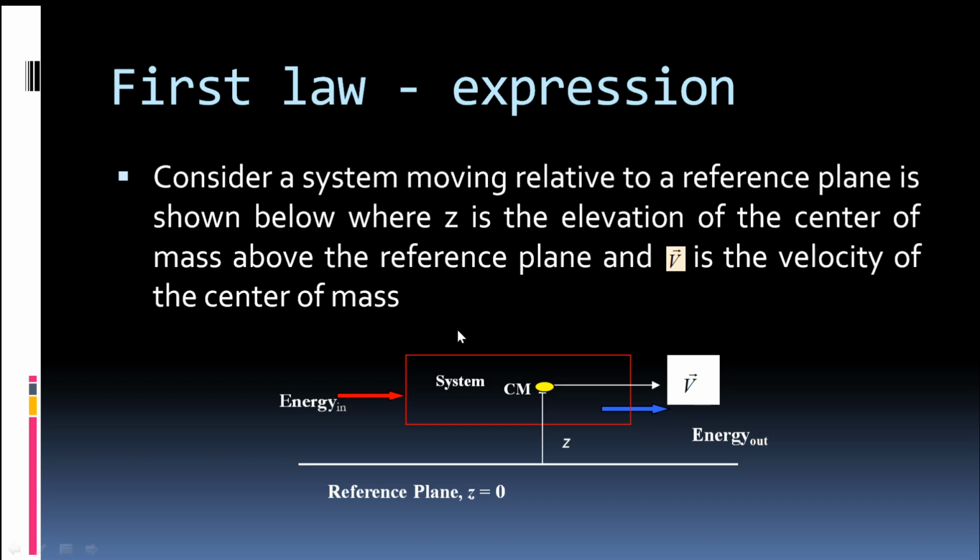This point cm stands for center of mass. This red rectangular box indicates the system, and some energy is going in and some energy is going out. Both are shown with different arrows. Red shows the energy going in and the blue arrow shows the energy going out, and the center of mass is moving with a velocity v.